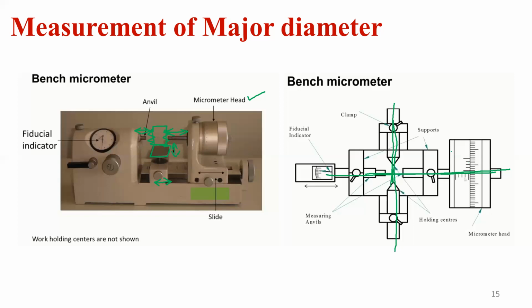As we have explained, at the right end we have the micrometer head, which has the divisions on the micrometer head, and also there is a reference line. On the reference line we have the divisions, and at the right end of the instrument we have the fiducial indicator, which shows the pressure which is applied on the workpiece by the micrometer head.